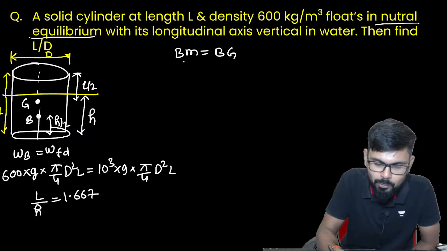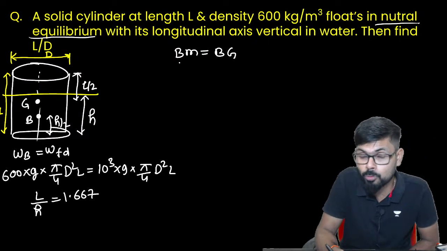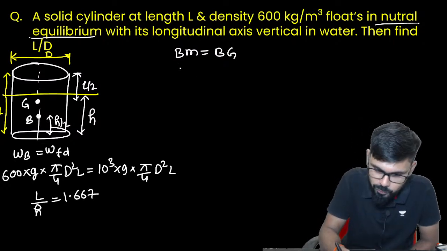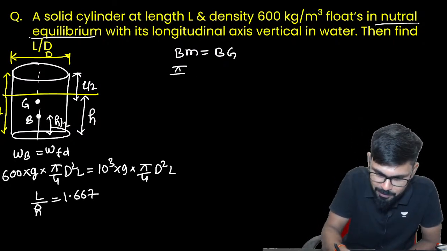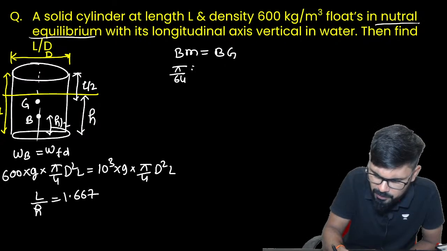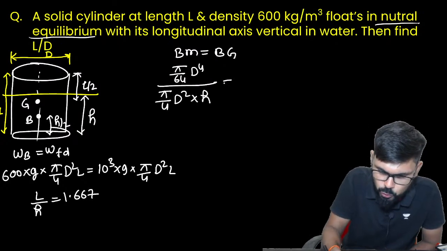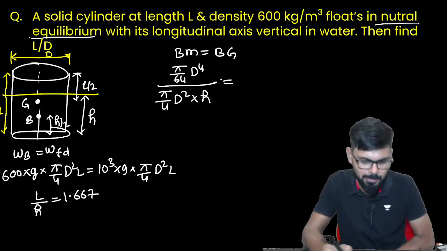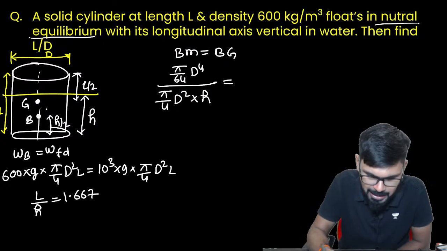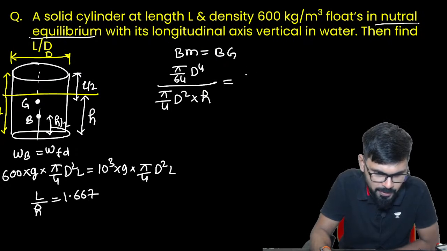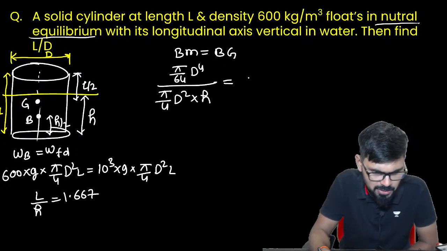Now BM value will come how much? I by volume of the fluid displaced. What is I? I is pi by 64 d to the power 4, same as the previous problem, divided by volume of the fluid displaced, pi by 4 d square into h, is equal to BG value. BG means L by 2 minus h by 2, right?